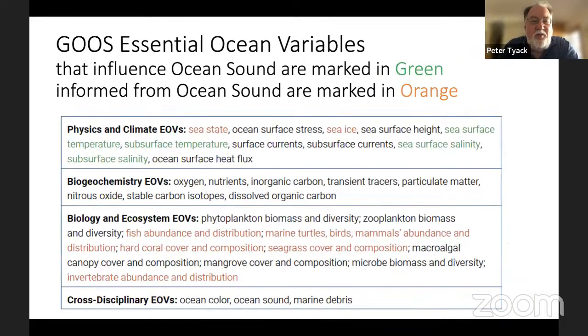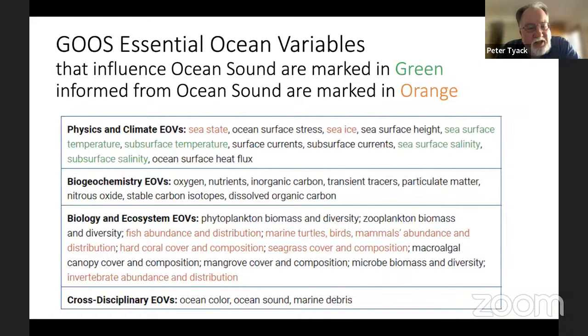So here's a list. I don't mean for you to have to read the whole thing, but I'll just mention the physics and climate essential ocean variables are mainly physical oceanographic measurements. Biogeochemistry are more flow of chemical compounds through the oceans, which, for example, is really important in thinking about carbon flux in the ocean and stability of its being sequestered. The biology and ecosystem essential ocean variables are all focused on specific taxons in the ocean of marine organisms, less focused on broader ecosystem and more focused on estimating the distribution and abundance of specific taxa.